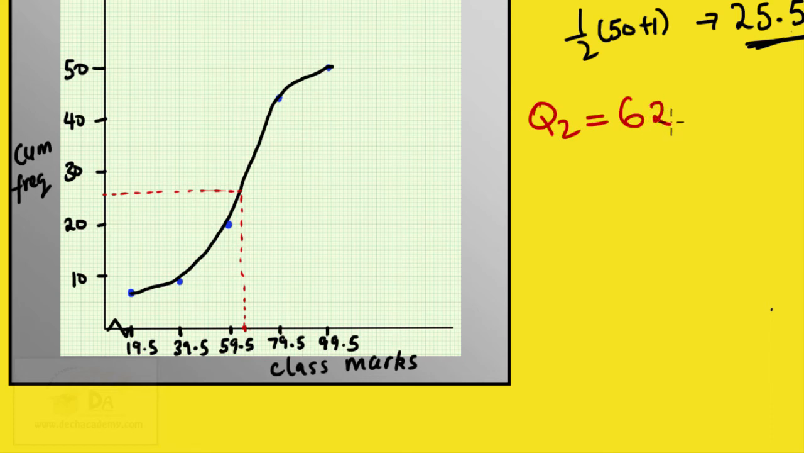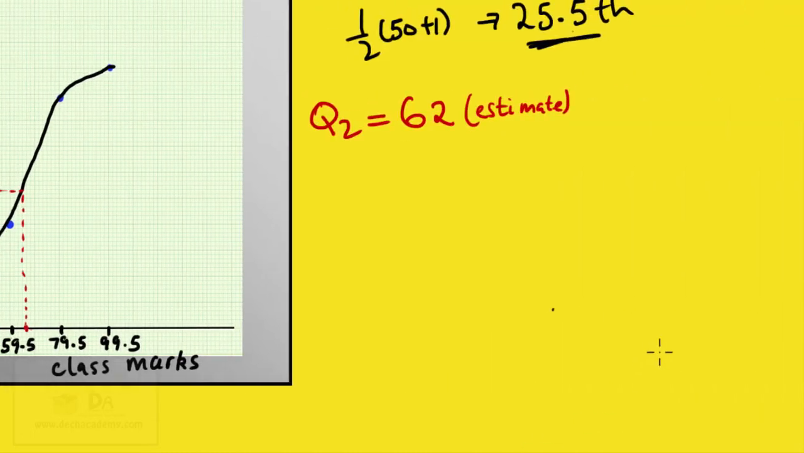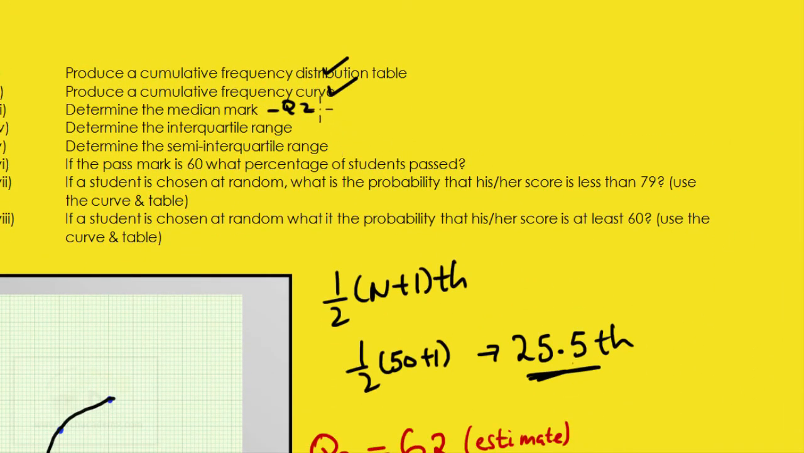I'm just roughly estimating that, so we're just going to work with that. I would like you to plot this at home and obtain the actual score, but it's obviously going to be somewhere between 59.5 and 79.5. So I'm just estimating it as 62. Estimate. Right? You need to determine it accurately. So now that Q2 is known, solve this question.